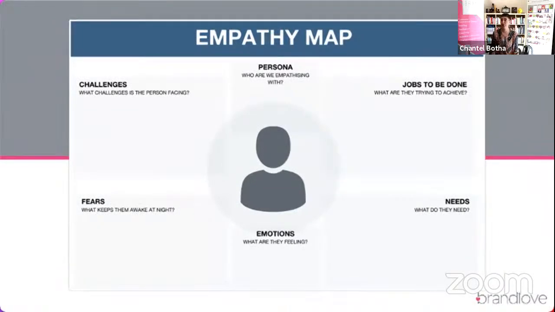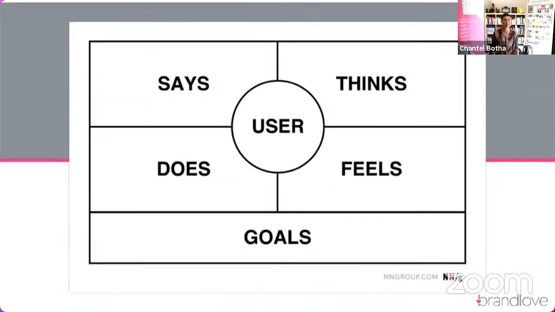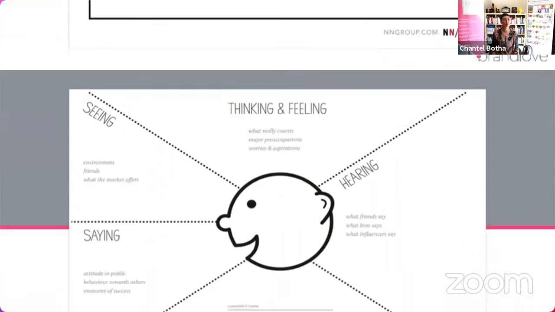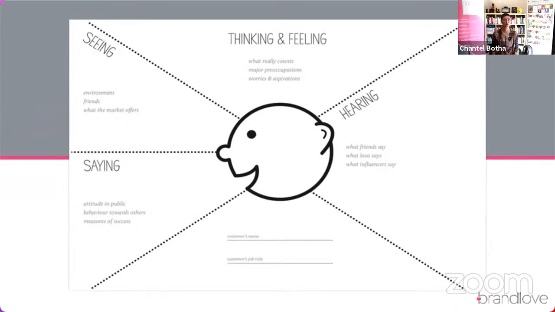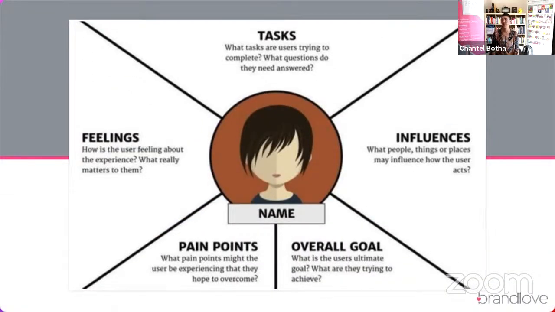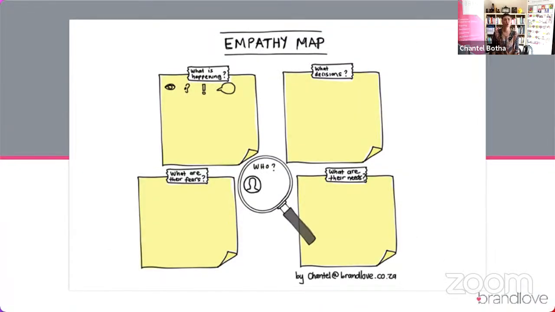This is another very simplified version of an empathy map. This is one that we often use, where we look at what are the challenges, what are the fears, what are the emotions they're feeling, what are the needs, and what are the jobs they're trying to get done. This is another simplified one. You can see they all have a very similar structure. This one focuses on feelings, tasks, what's influencing this person, what are the pain points, what's the overall goal. Here you can see what are some of the decisions they need to make, what's happening, what are their fears, what are their needs.